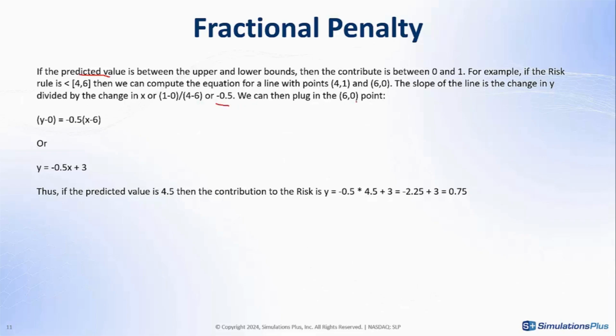Then we can plug in either one of these points into the equation. So we would get y minus 0 equals negative 0.5 times x minus 6. This reduces to y equals minus 0.5x plus 3. The predicted value is 4.5. The contribution of the risk is going to be negative 0.5 times 4.5 plus 3, or minus 2.25 plus 3, or a risk of 0.75. And you can tell that 4.5 is closer to 4, so the risk is going to be closer to 1 than to 0.